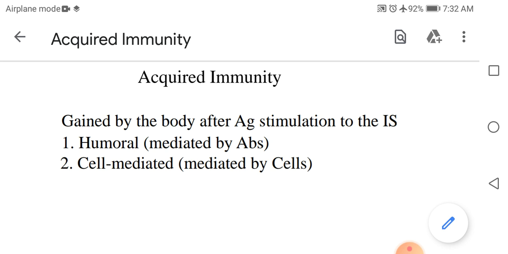This immunology lecture is about acquired immunity. This immunity is a specific immunity. That is to say, each component is specified to a specific antigen. It is gained by the body after antigenic stimulation to the immune system. It is of two types. One, humoral immunity, which is mediated by antibodies. Two, cell-mediated immunity, and this is mediated by cells.